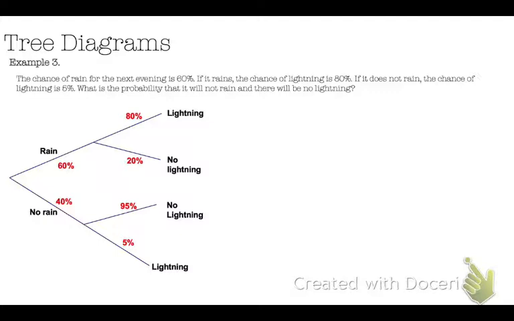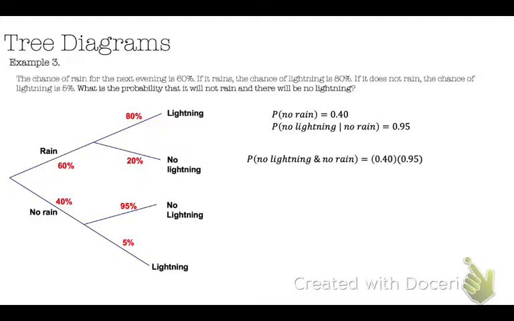Okay, so using this, we can figure out the probability that it will not rain and there will be no lightning. The probability that it will not rain is 40%. And the probability that there will be no lightning is 95%. So the probability of no lightning given no rain is 95%. So we just need to multiply those two together: 0.4 times 0.95, which equals 0.38. So that's 38%. There's a 38% chance that there will be no rain and no lightning.